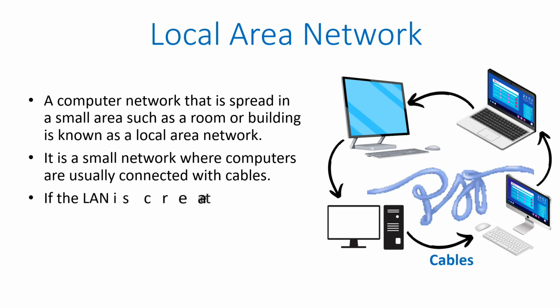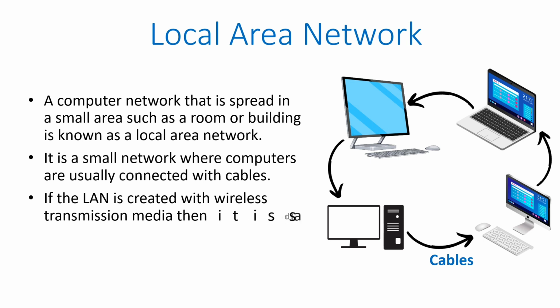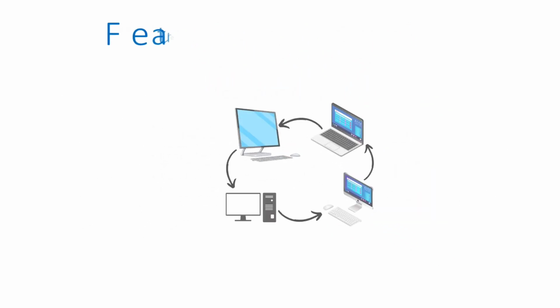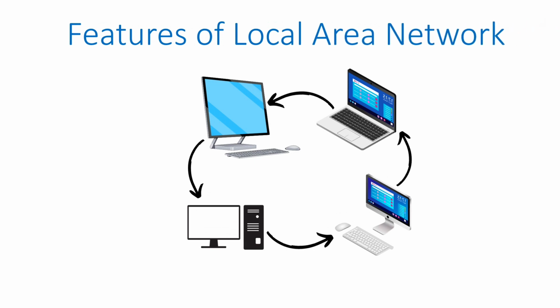If the LAN is created with the wireless transmission media, then it is said to be WLAN, that is wireless local area network. So simply we should understand local area network is a small network that is spread in a small area and especially connected with the cables for transferring the data and informations. Okay, now let's see the features of local area network.